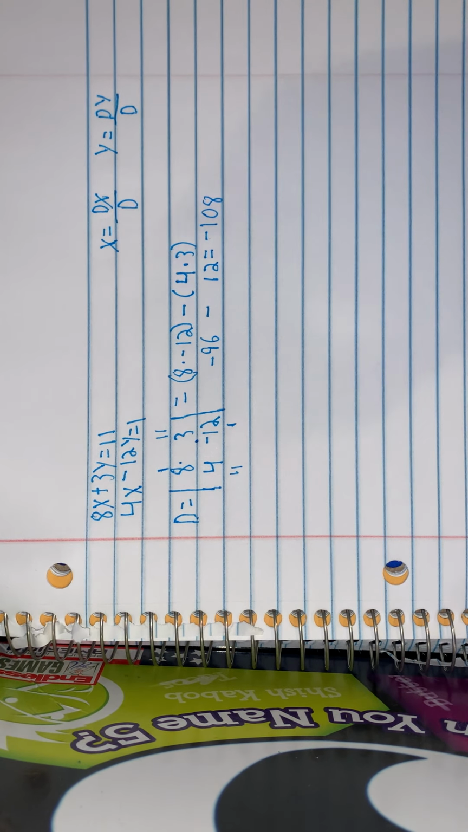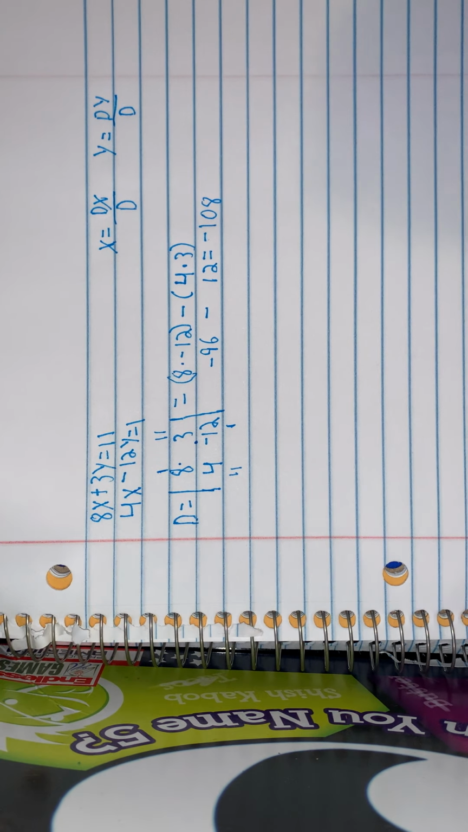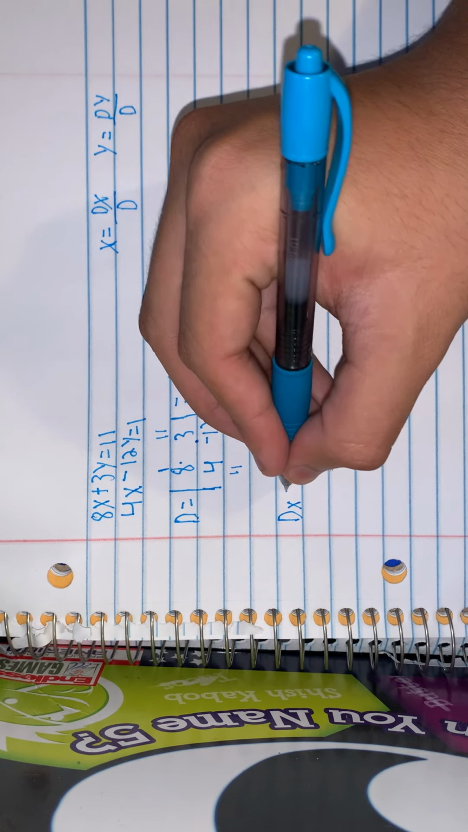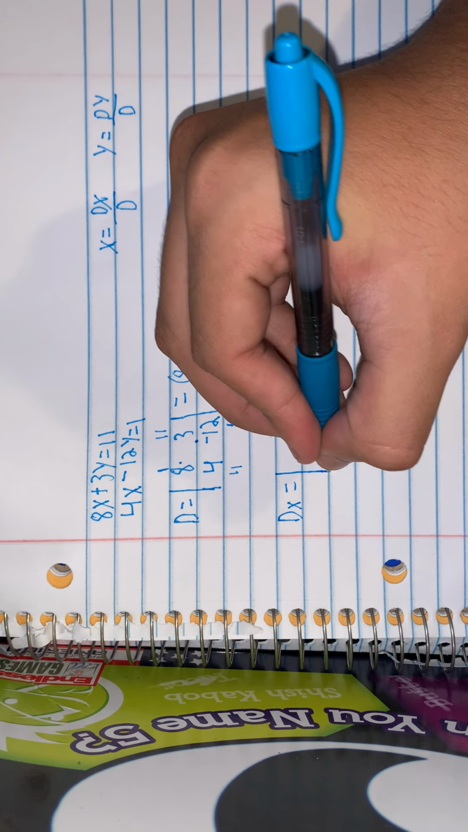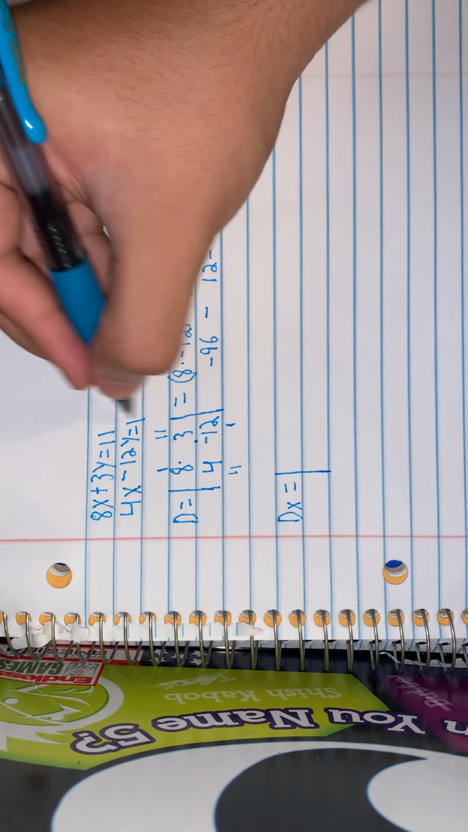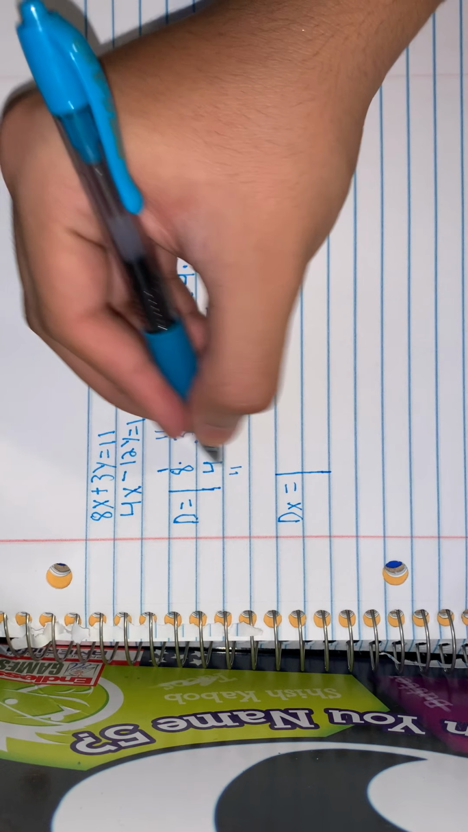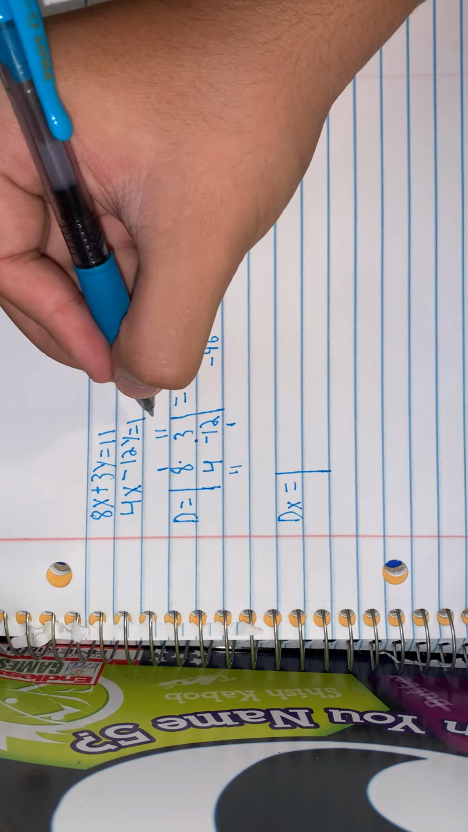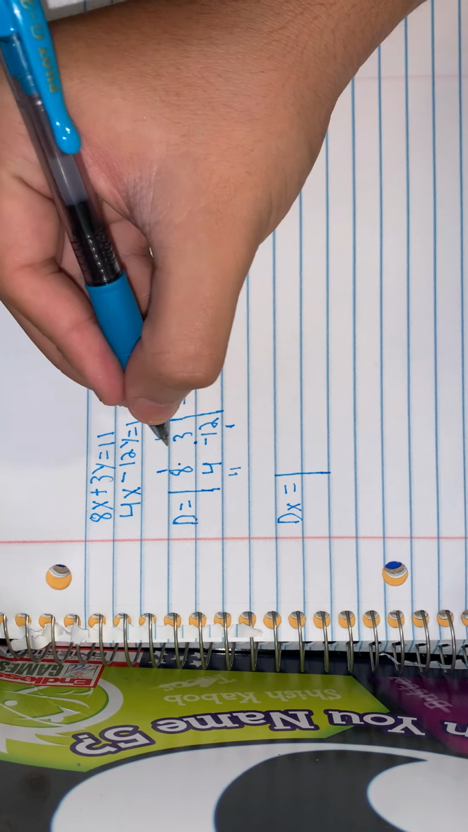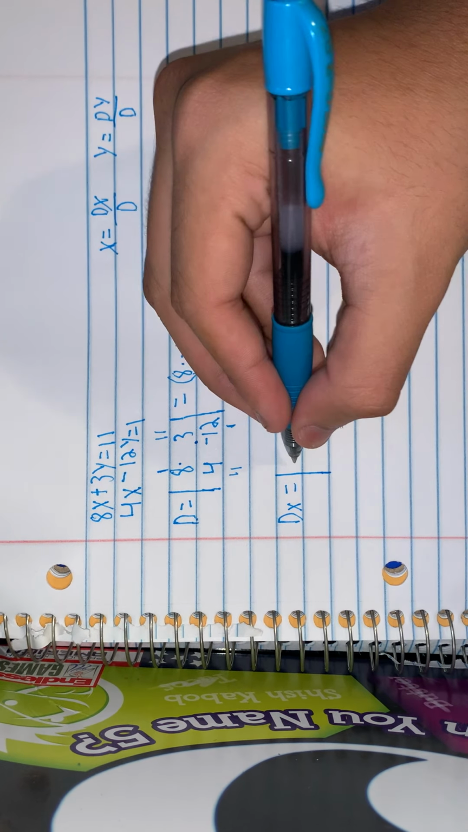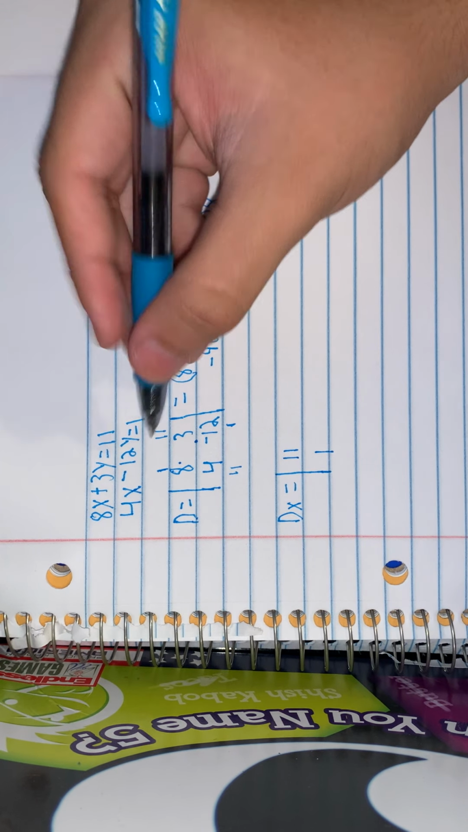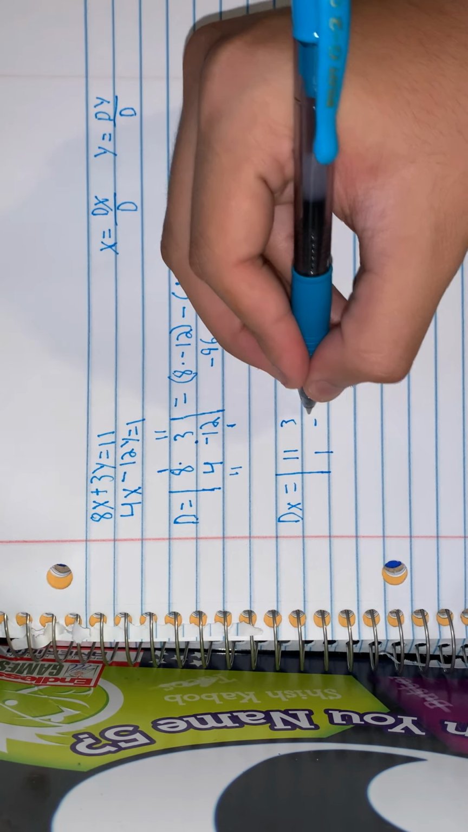Now you want to do another table, and this table is going to be different. You're going to name it Dx. This time you're going to use these two numbers in the x column. This column is called the x column, and this column is called the y column. So you're not going to use 8 and 4 this time. This time you're going to use 11 and 1, but you're still going to keep 3 and negative 12.